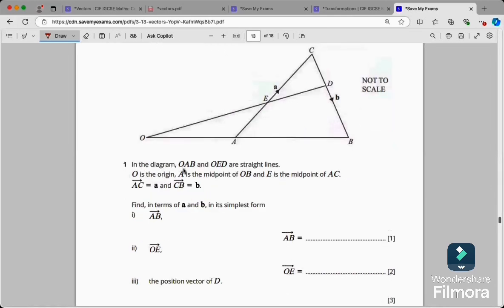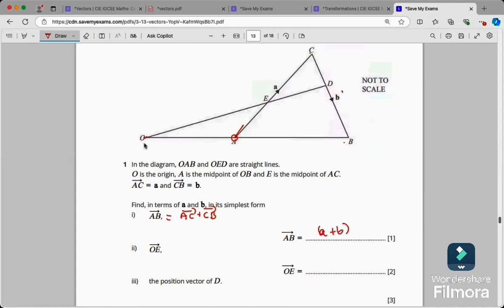Okay. In the diagram, OAB and OED are straight lines. O is the origin, A is the midpoint of OB, E is the midpoint of AC. AC is given as A, CB is B. Let's find out AB. In order to find AB, we have to go A to C and C to B, and both of the vectors we know are in the same direction. So take it as A plus B.